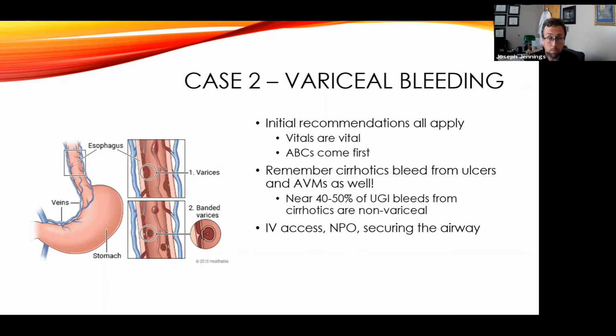Also remember, we're talking about this guy as a variceal bleed, and we're going to talk about variceal bleeding, but 40 to 50% of upper GI bleeding in cirrhotics is peptic ulcer disease. It's AVMs. It's things that are non-varices.